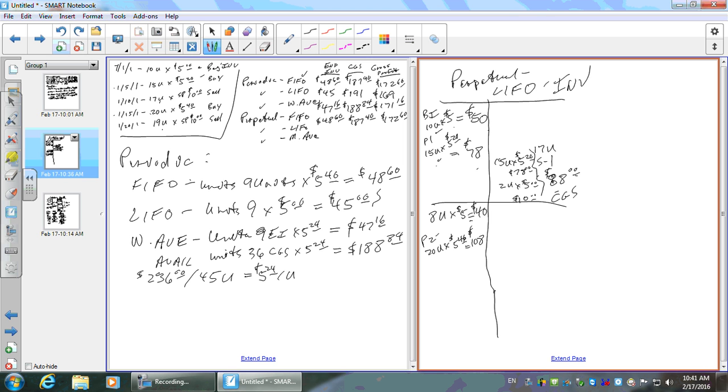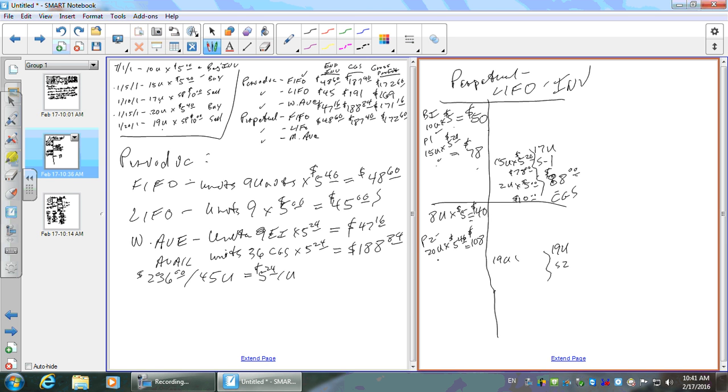Now we have 2 LIFO layers. Which ones are we going to sell first? The last 20 we bought. Everybody got it? Okay. So what are we going to do for the next one? How many units is sale 2? 19 units? Okay, which ones are they? 19 of those 20 here, right?